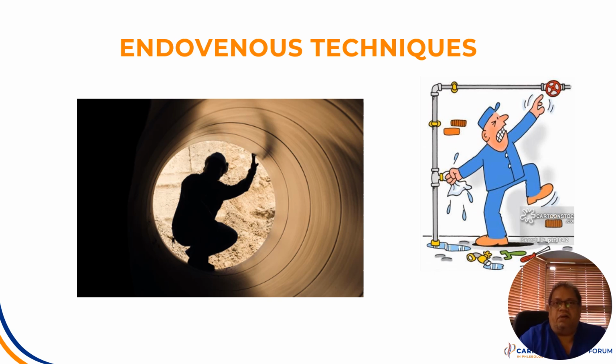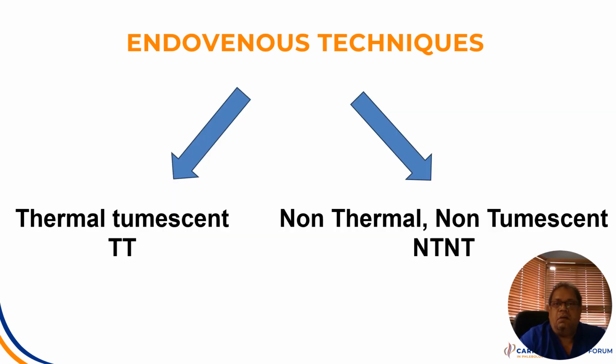These traditional treatments have been, and I dare to say, by and large, replaced by endovascular techniques. This can be likened to fixing the vessels or pipes from within, as opposed to traditional surgery where we fix from outside. Endovenous techniques can be subclassified into thermal tumescent (TT) or non-thermal non-tumescent (NT).